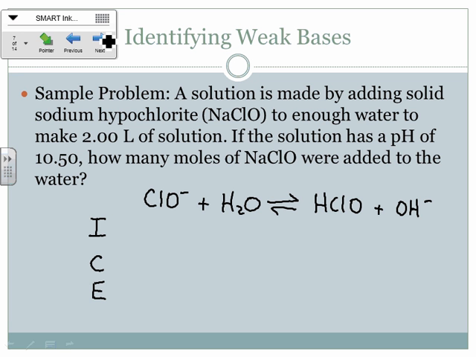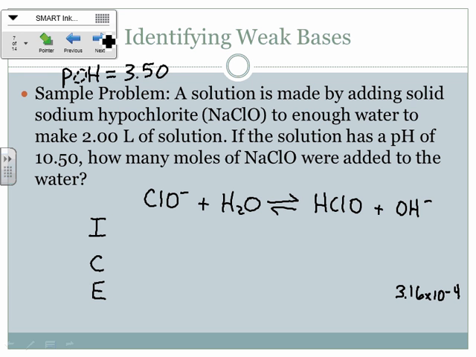If the pH is 10.5, the pOH should be 3.5. Good, because they have to add up to 14, okay? So if the pOH is 3.5, then we 10 that's going to give us our OH minus concentration. So 10 to the negative 3.5. Going to give me 3.16 times 10 to the negative fourth.